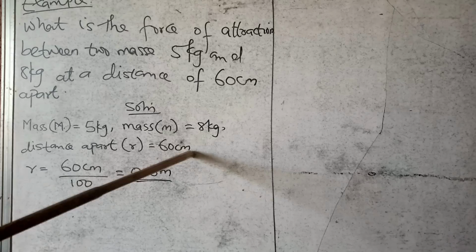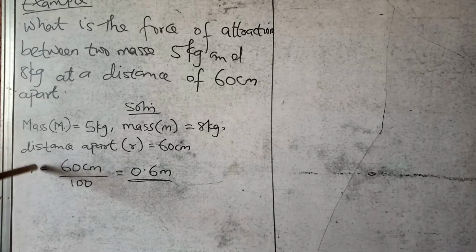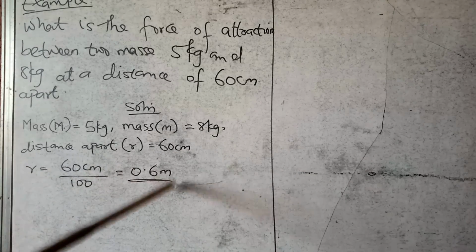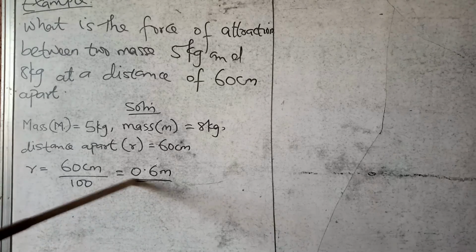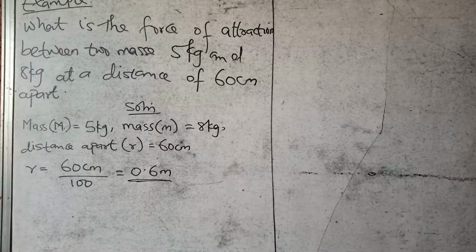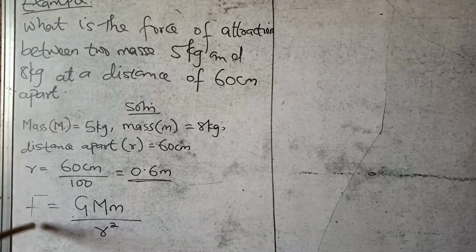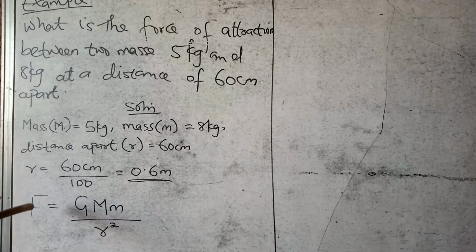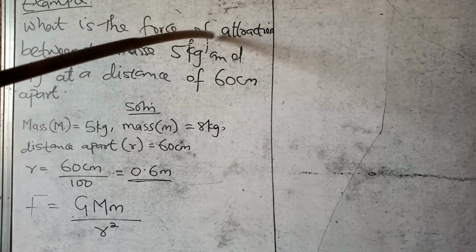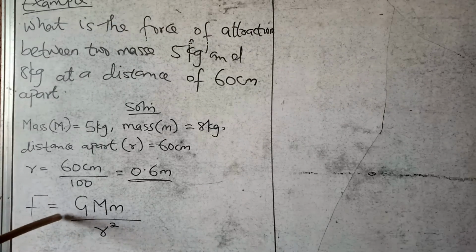So we now convert. We say 60 divided by 100 and it's going to give us 0.6 meters. So this is our distance. In calculating this question, we are going to be using 0.6 meters, not 60 meters. So our R, which is the distance, is now 0.6 meters. Look at it here.